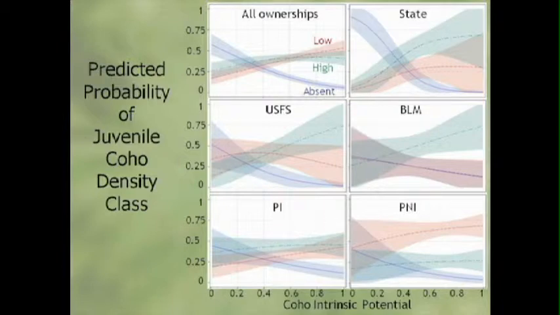That was not the case for the private ownerships. The probability of being in the high density class was relatively insensitive to the values of intrinsic potential, and basically just a horizontal line with the intercept being at a higher level for private industrial than private non-industrial lands.